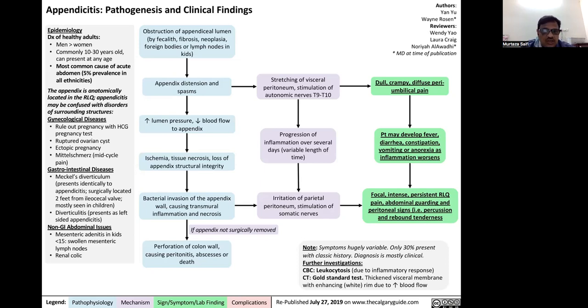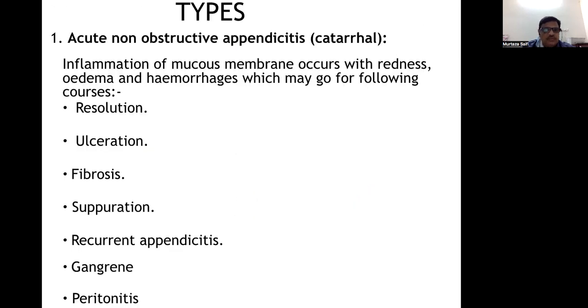Stretching of the visceral peritoneum and stimulation of autonomic nerves causes dull, crampy, diffuse periumbilical pain. Fever, diarrhea, constipation, vomiting, or anorexia may develop as inflammation worsens. Irritation of the parietal peritoneum and stimulation of somatic nerves cause focal, intense, persistent right lumbar or right iliac fossa pain, abdominal guarding, and peritoneal signs like percussion and rebound tenderness.